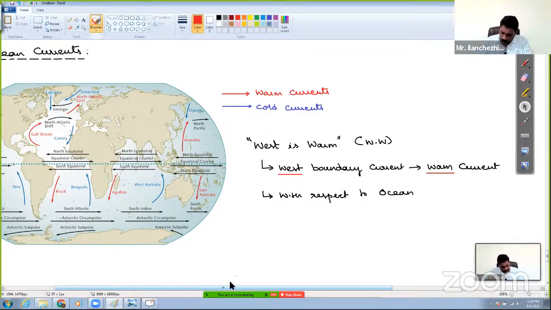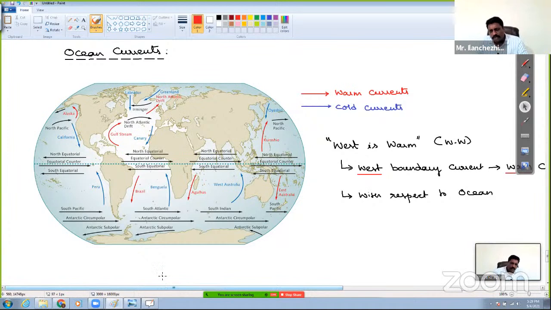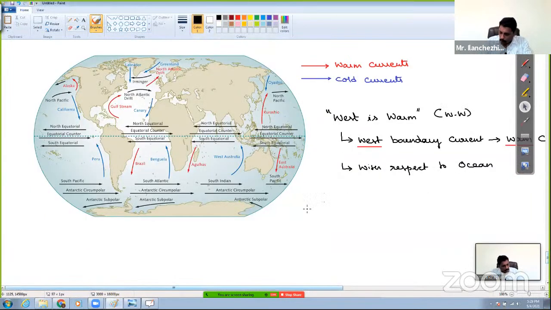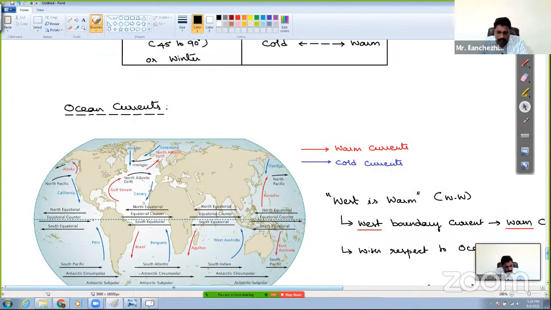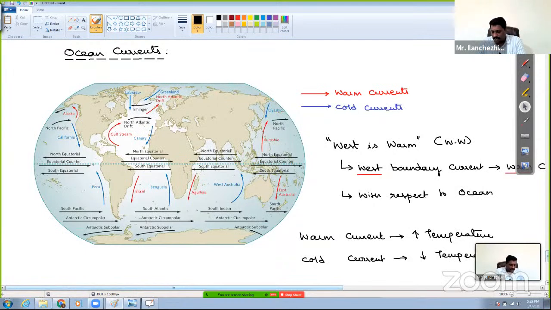Okay, right. Now, ocean currents I have just given you. And one more thing: wherever a place comes under the influence of a warm current, you can write that also. A warm current will increase the temperature of a place, my friend. On the other hand, a cold current will decrease the temperature of a particular place. Very important. Okay? Right. So what is the role of ocean currents? That also we have taken. Everything we have done, my friend.